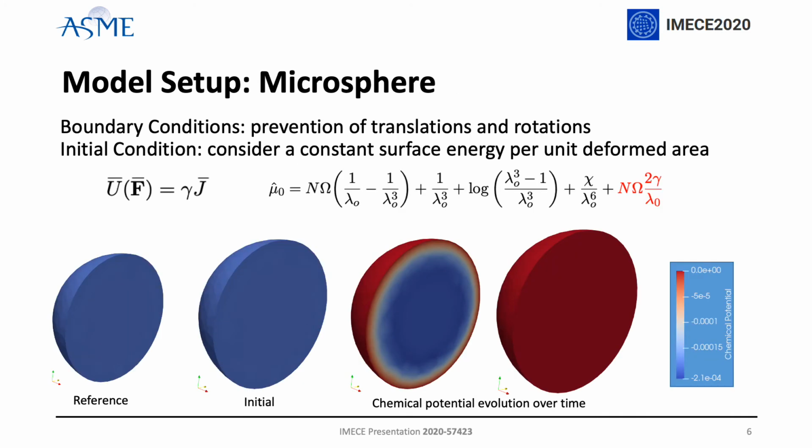With nano and microparticle drug delivery systems in mind, we consider a unit sphere for our model setup. In the prior slide, we had defined bulk free energies, but here we define the surface free energy density, which is given where gamma is a constant surface energy per unit deformed area, otherwise known as a fluid-like surface energy, and J bar is the surface Jacobian. The sphere is traction-free, and our boundary conditions prevent free translation and rotation.